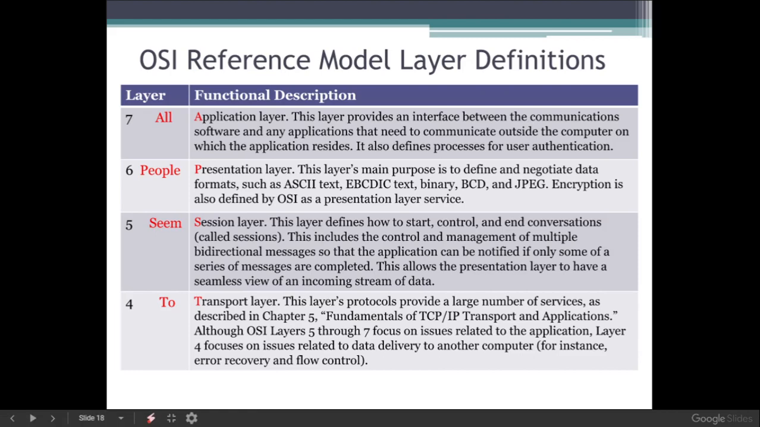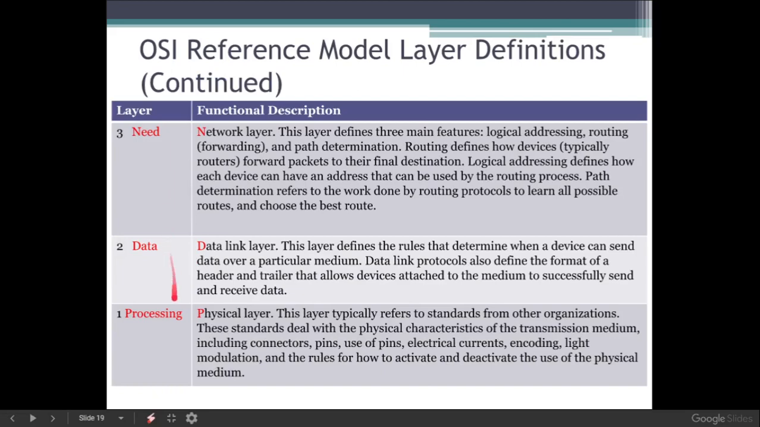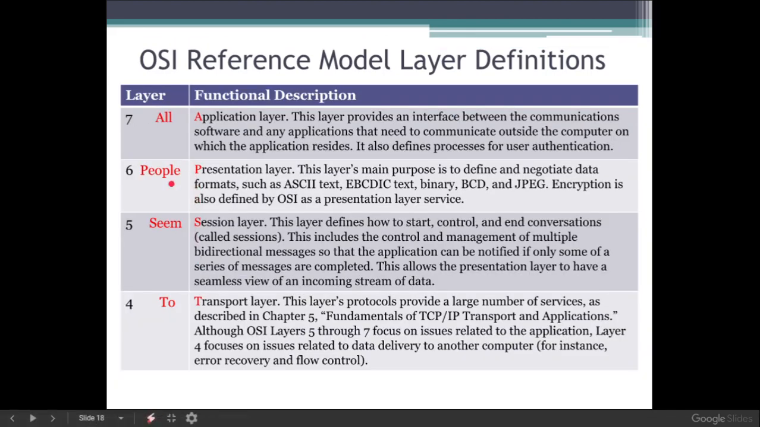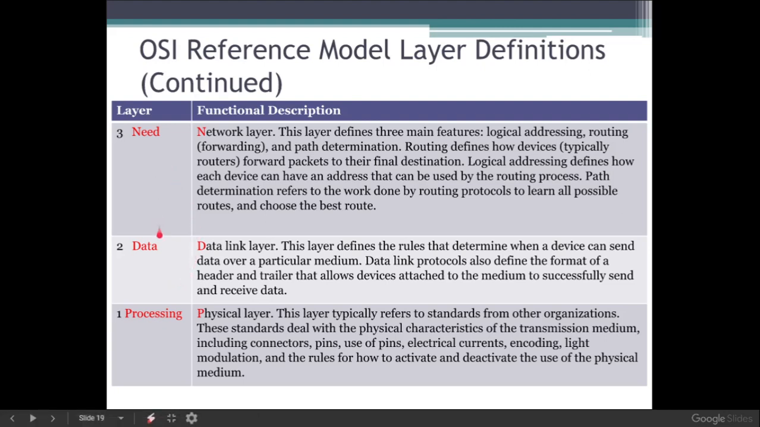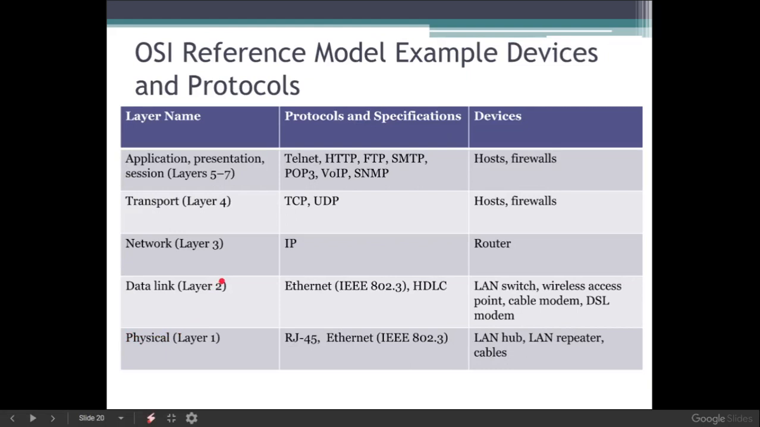Now this is just further detail on the OSI model, and if you have difficulty remembering it, there is an acronym that we use: All People Seem To Need Data Processing. That allows us to remember application, presentation, session, then transport, network, data link, physical. All People Seem To Need Data Processing. That just helps us remember the layers of the OSI model, starting at the application end.